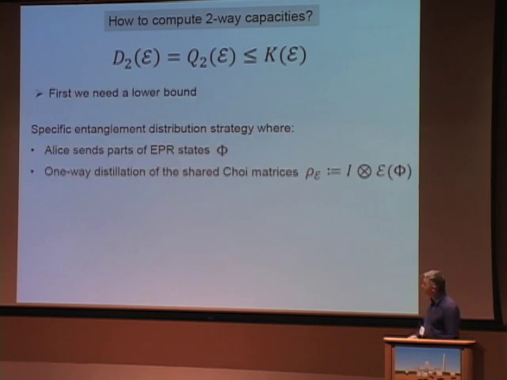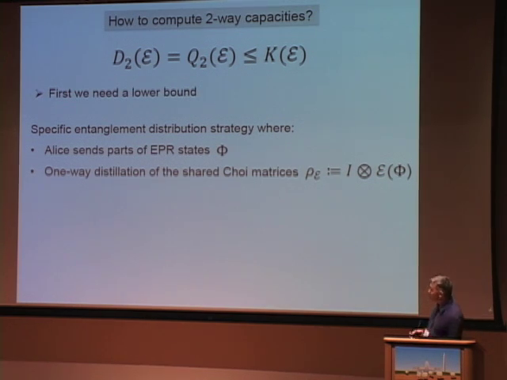Now, how do we compute them? First of all, we need a lower bound. From one point of view, the lower bound is easy because we just need to specify some entanglement distribution strategy. We want a lower bound for this quantity here. So you may think that Alice and Bob implement a particular protocol.